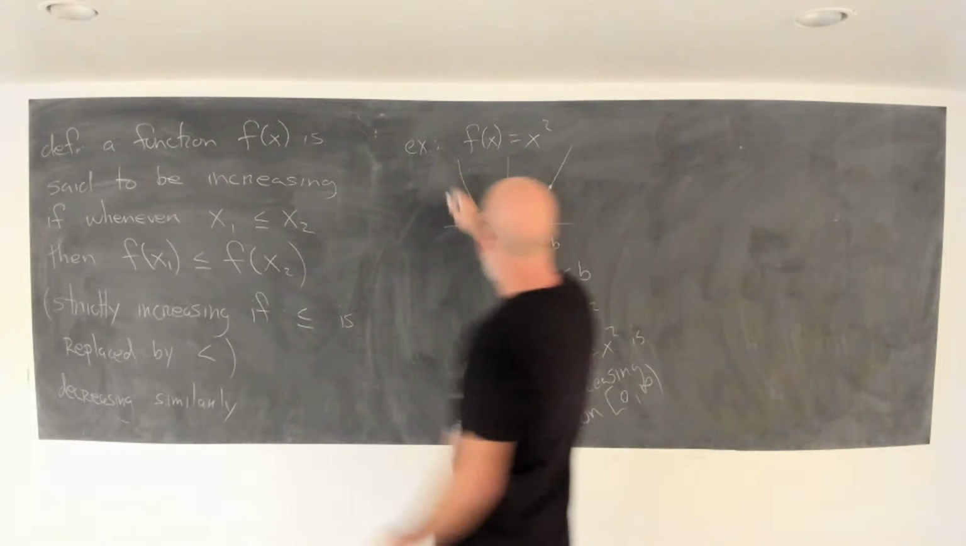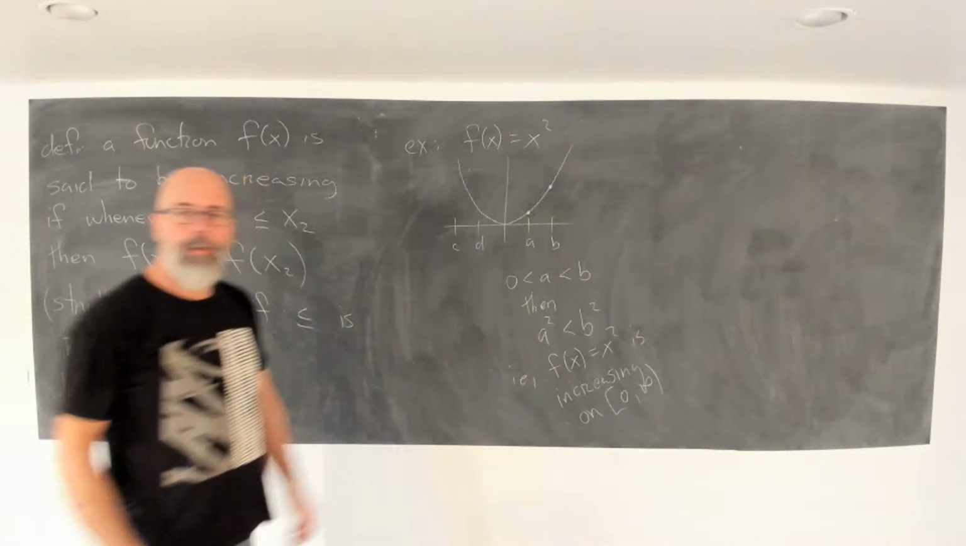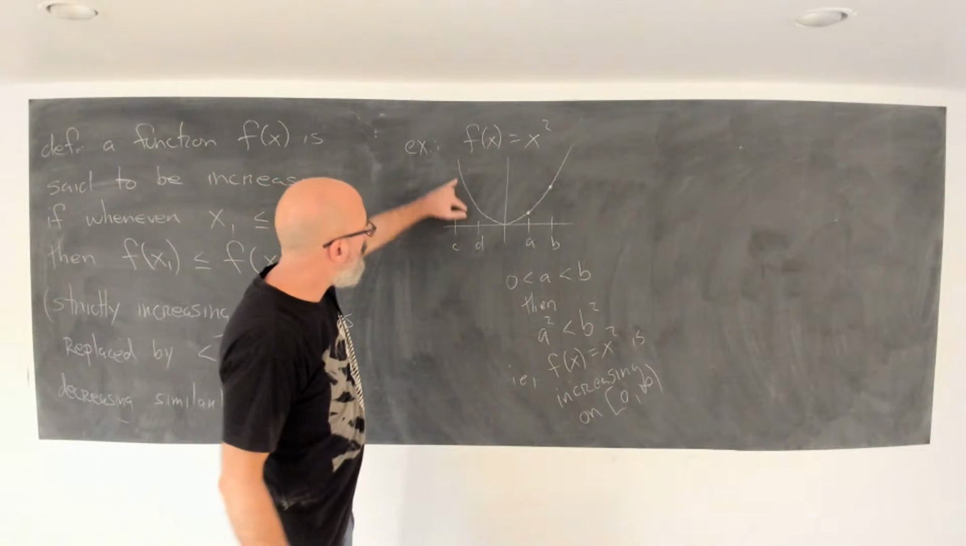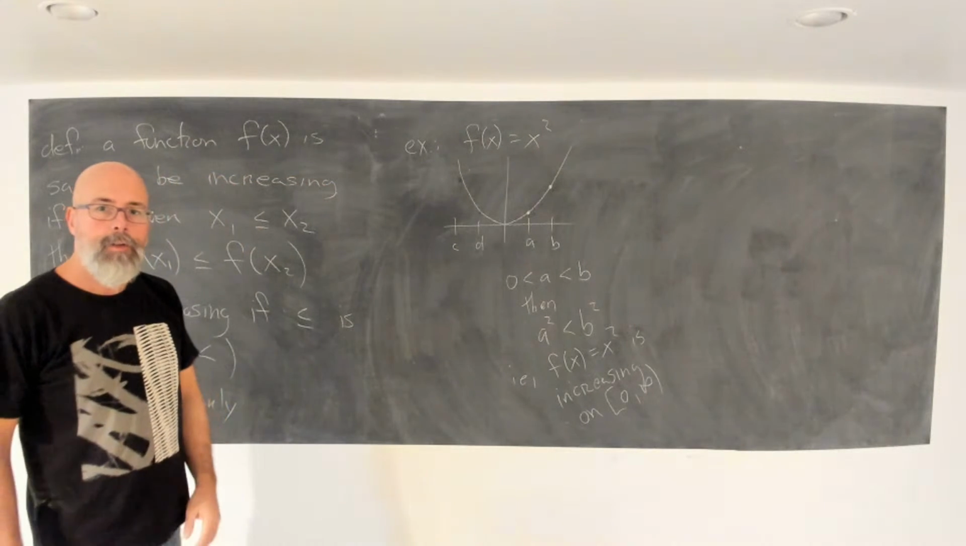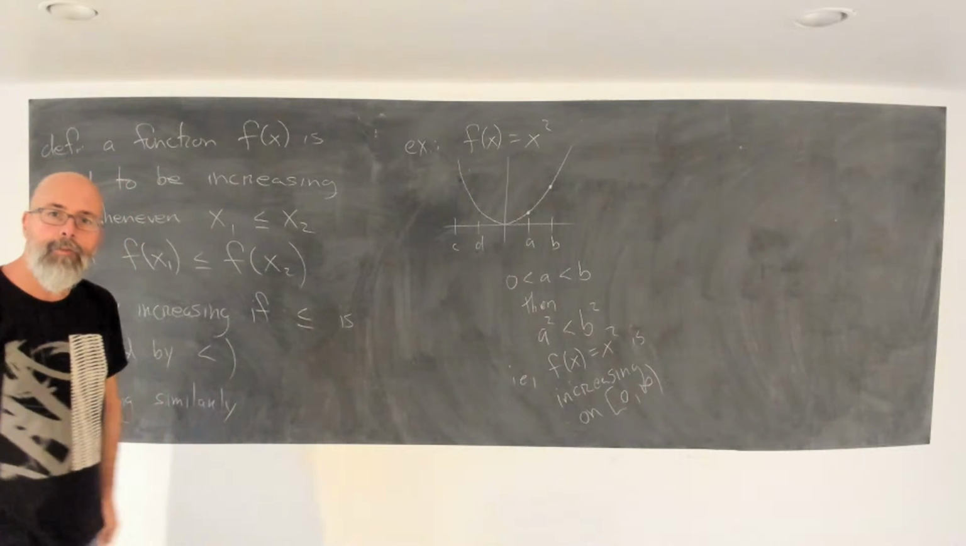Of course, it works the other way around, right? For values less than 0. If you take two values here, this one is going to be the larger one versus that one. So your function is actually decreasing from negative infinity to 0.